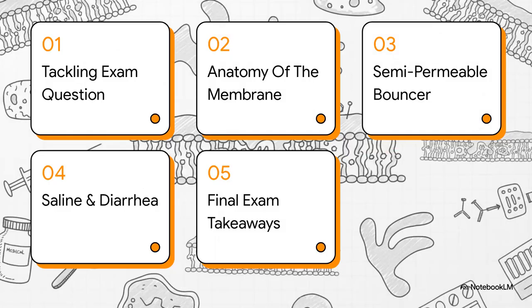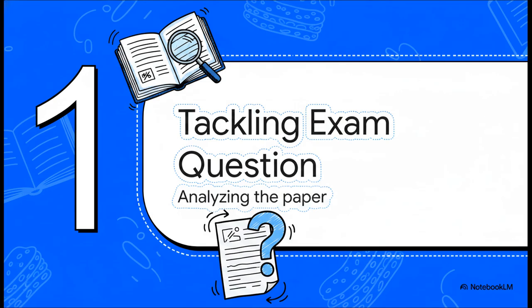To keep things simple and lower the cognitive load, here's our roadmap for the explainer. First, we'll be tackling the exam question. Second, we'll look at the anatomy of the membrane. Third, we'll meet the semi-permeable bouncer. Fourth, we'll get into saline solutions and diarrhea. And finally, we'll wrap up with our final exam takeaways. All right, let's kick things off with Section 1, tackling the exam question.